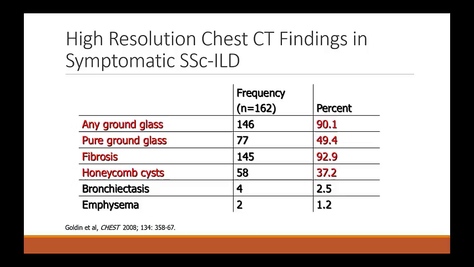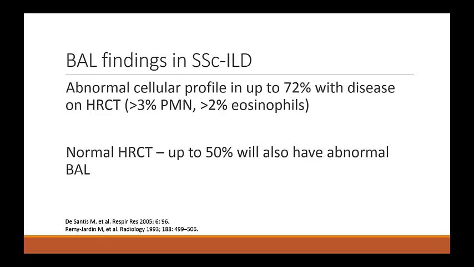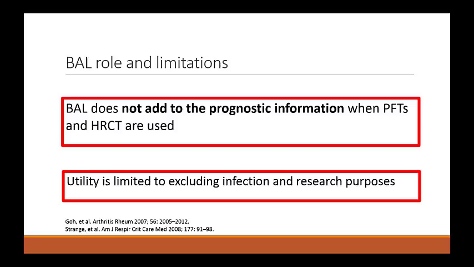These are some of the other diagnostic tools that have been looked at. So BAL findings in patients with ILD. Most patients are going to have abnormal findings, and abnormal is defined by an elevation in your PMNs and your eosinophils. However, you can still have patients who have a normal high-risk CAT scan and then end up having abnormalities on their BAL, so it doesn't really help a whole lot. Really the only role for a BAL is to rule out infections and for research purposes. It does not add any prognostic information any more so than when using PFTs and a high-risk CAT scan.